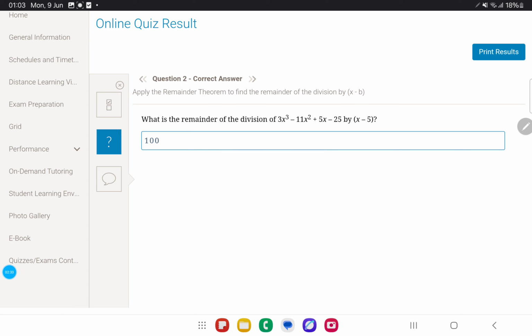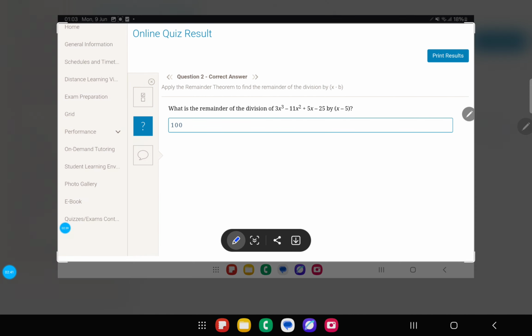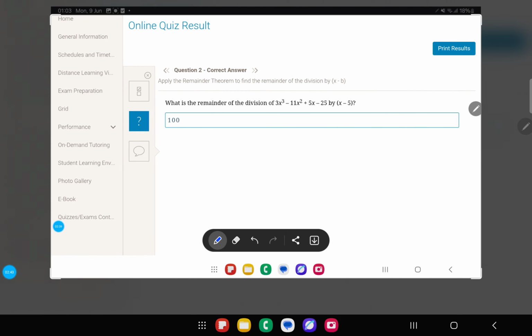All of the quiz is just like this, but let's solve it one by one. What is the remainder of the division of 3x cubed minus 11x squared plus 5x minus 25 by x minus 5? Again, we use the remainder theorem.